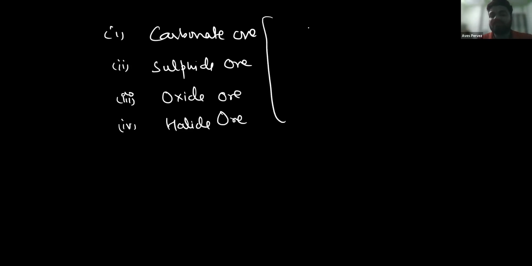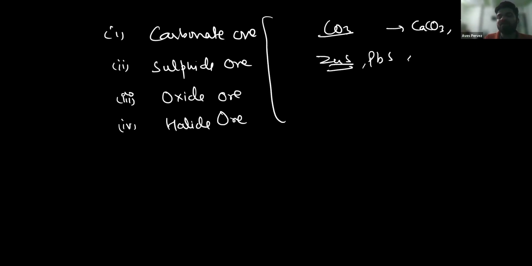Carbonate ore means that it should have a CO3 group in it, like calcium carbonate, CaCO3, or zinc carbonate, etc. Sulfide ore is like ZnS, zinc sulfide, which means it should have sulfide, like zinc sulfide, lead sulfide, etc. Oxide ore means it should have only oxygen, like Al2O3, Fe3O4, etc.